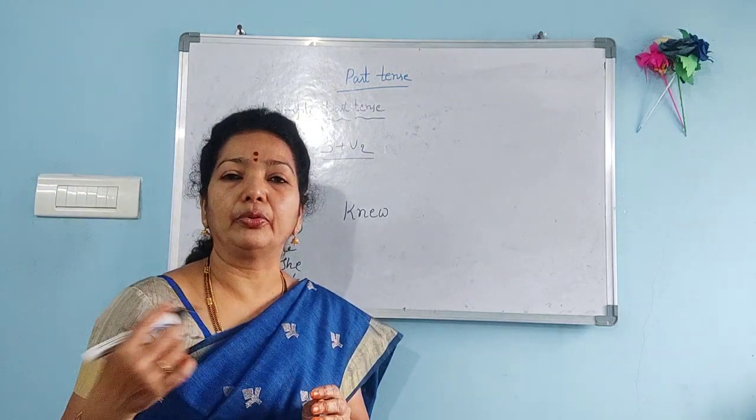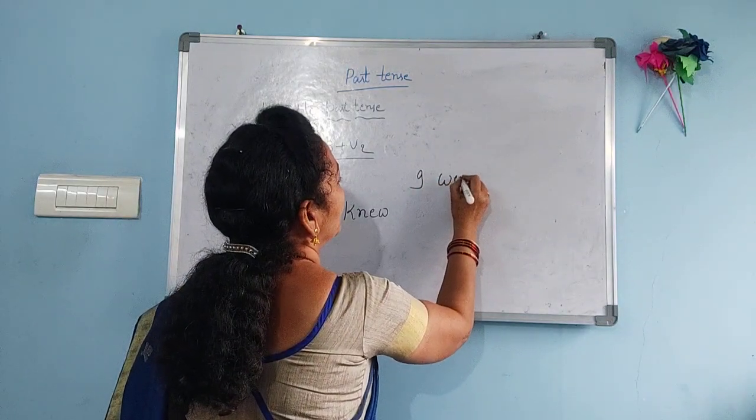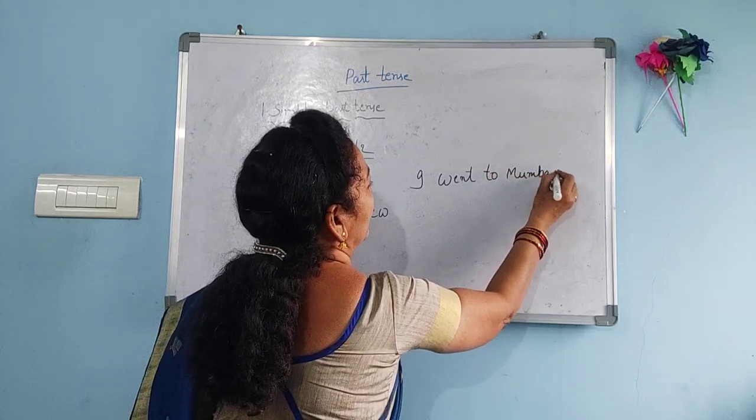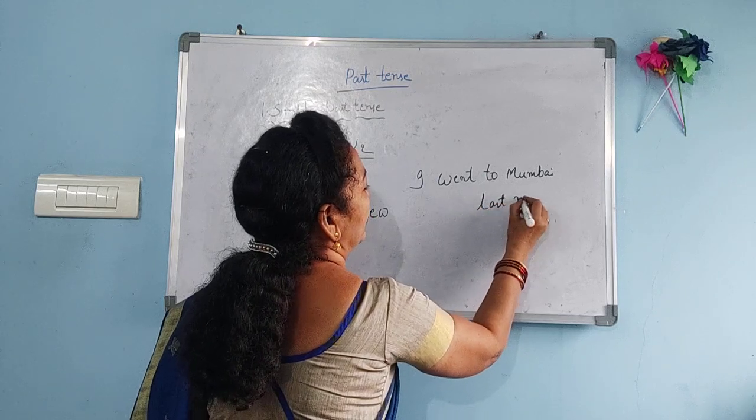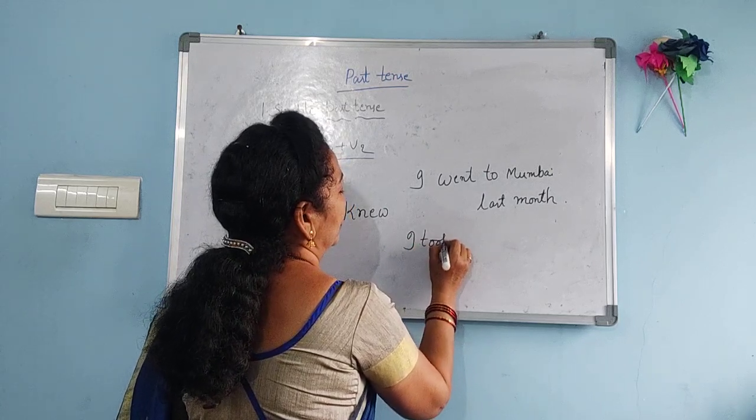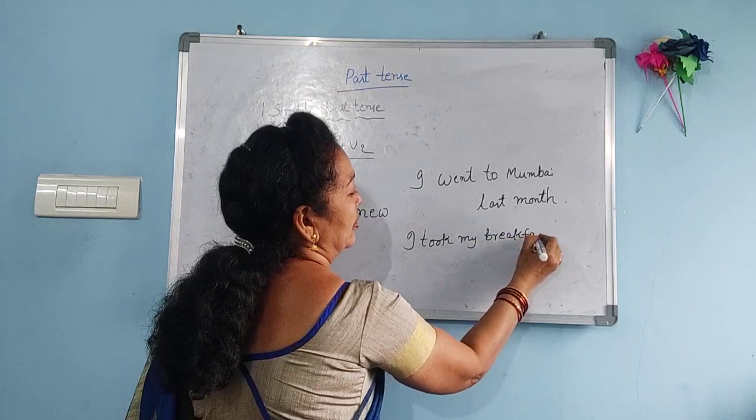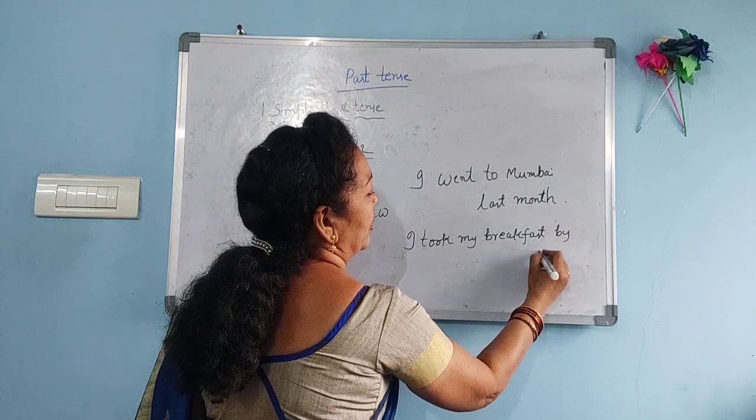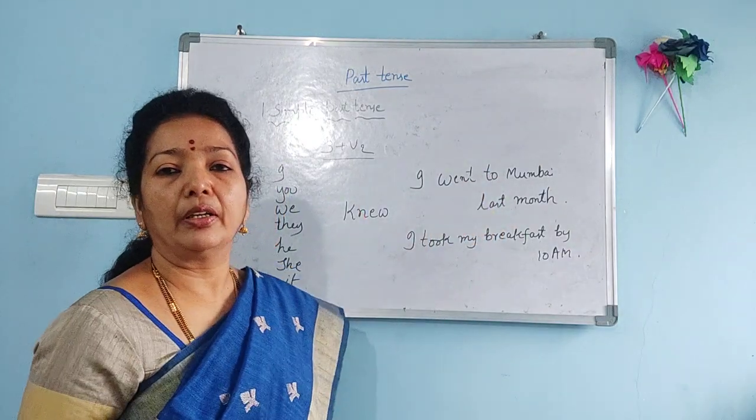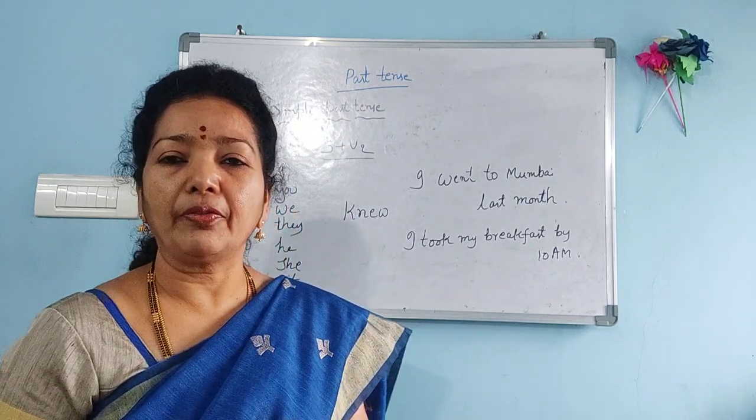When we mention the time, we use simple past tense. For example, I went to Mumbai last week. I took my breakfast by 10 a.m. So like that, when we mention the time, we use only simple past tense. We use simple past tense to describe the past actions.